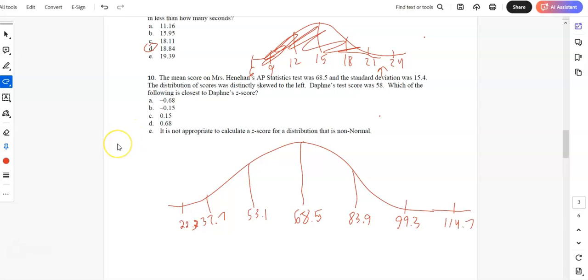It says, which is probably closest to Daphne's z-score. So Daphne's score is 58. Well, somewhere in here is 58. So right away I know z is going to be negative. And it's between 0 and 1, because 53.1 is 1 standard deviation below the mean, and 68.5 is the mean there. So I know it's negative, it's less than 1, so it's got to be one of these guys for sure, I think. Okay, so how do we get this? All right, so I want to find the z-score. So I'm going to try.